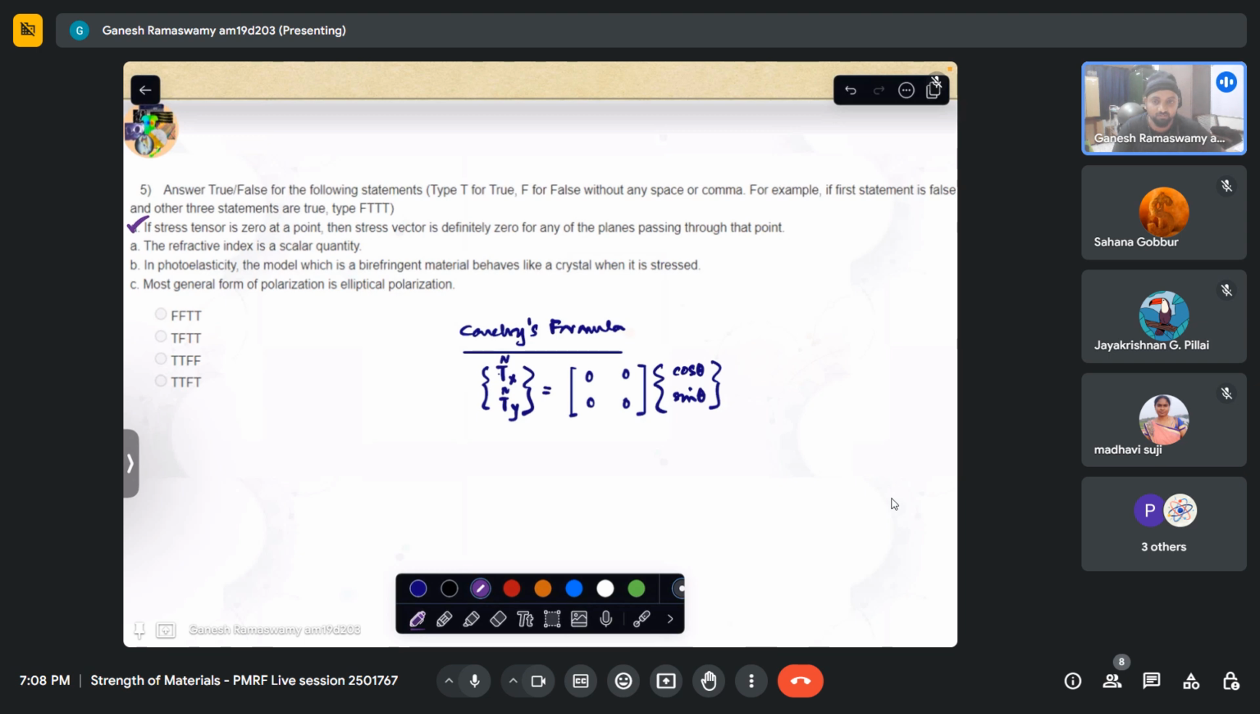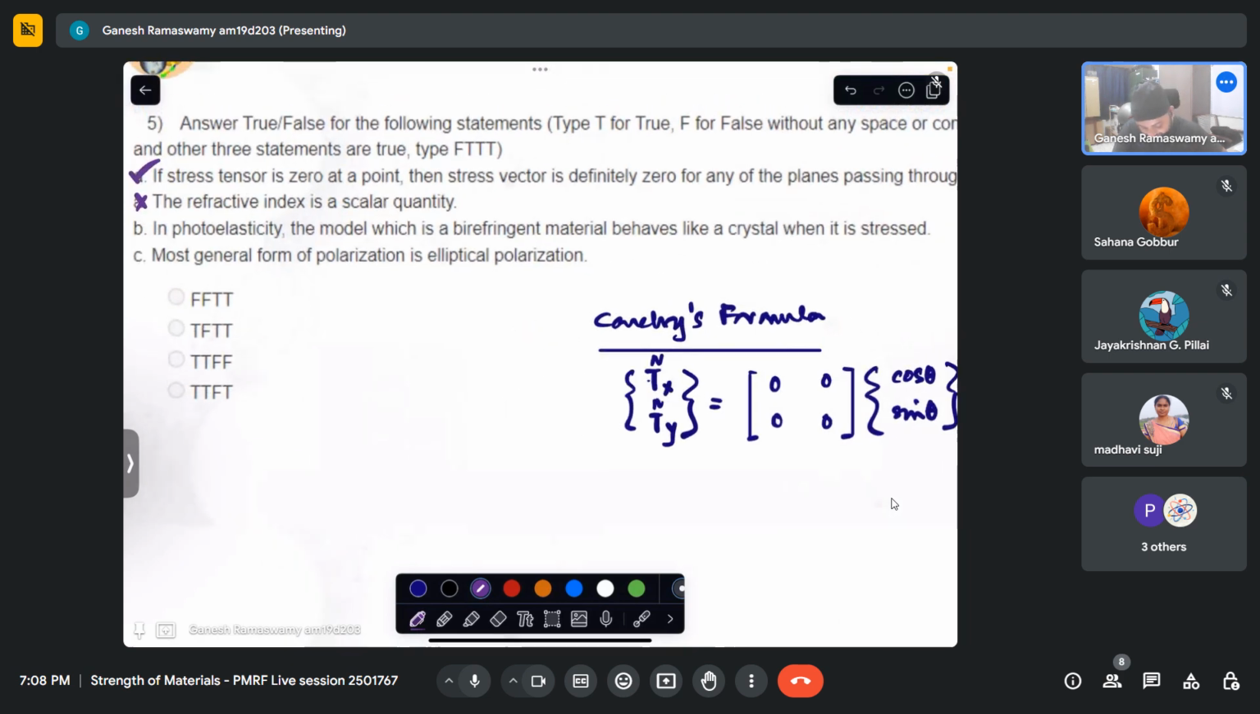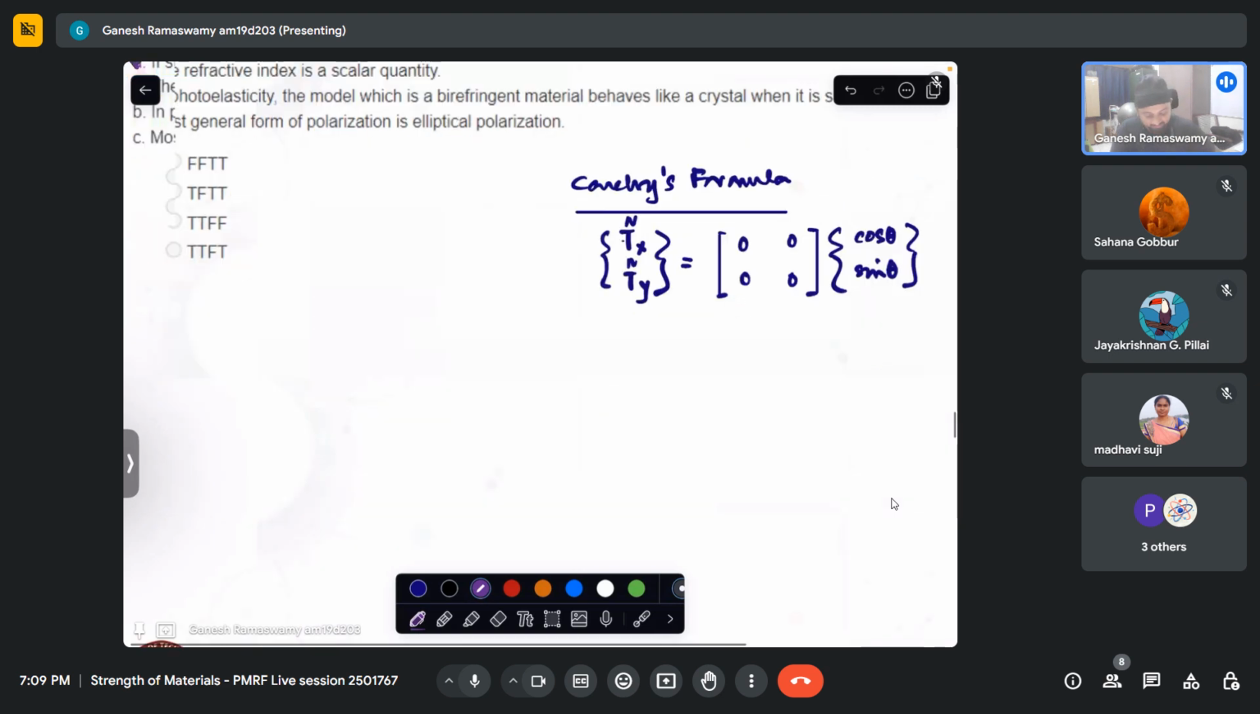So this might sound as a matter of fact, but it has been discussed in the lecture that refractive index is actually a tensor quantity, much similar to our stress. So it has a bidirectional dependence. In photoelasticity, the model which is birefringent behaves like a crystal when it is stressed. So I'll just give a very small brief about birefringence.